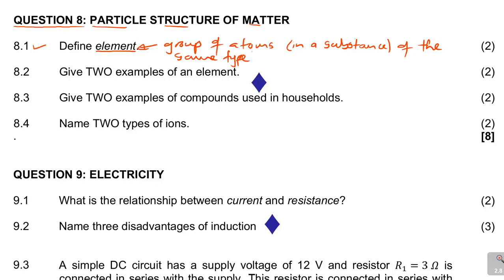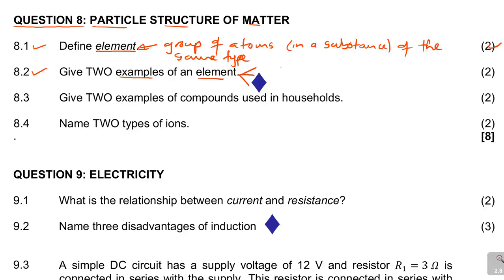So remember, I said an atom is the smallest particle of an element, but if you group the same atoms together, you get a substance, and that particular substance is an element. So you get 2 marks for that. Now the next part, 8.2, says give 2 examples of an element. This is so wide open. There are many examples. Just focus on the periodic table. All those names in the periodic table, those are elements.